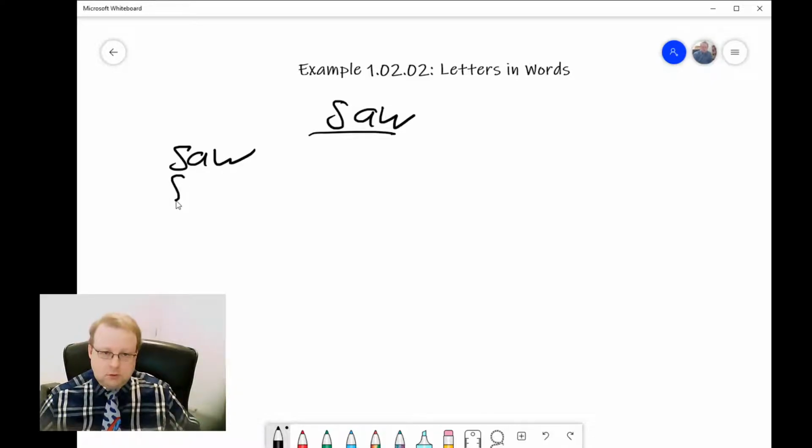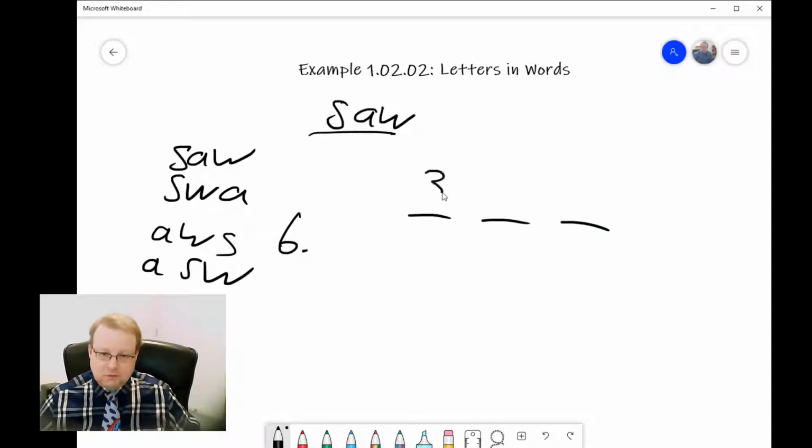There are two different ways we could start with the letter S, two different ways we could start with the letter A, and two different ways we could start with the letter W. So we can make a list and get 6 of them. We could also use our fundamental counting principle, saying we have 3 choices for the first letter, 2 for the second, 1 for the third, also get 6.